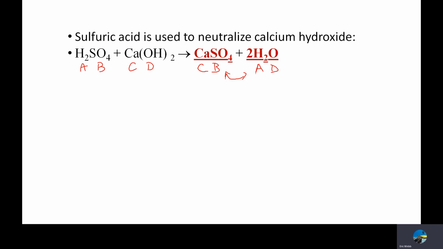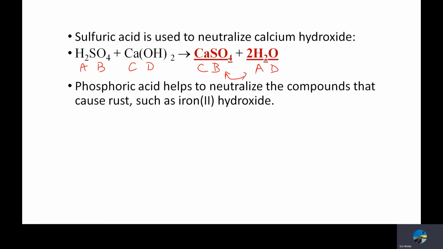We've got a couple of reactions to go through with this. Sulfuric acid can neutralize calcium hydroxide. Again, just like a double replacement, hydrogen is switching places with the calcium to leave us with HOH and some CaSO4. We can look at another type of neutralization reaction with phosphoric acid and iron 3 hydroxide.